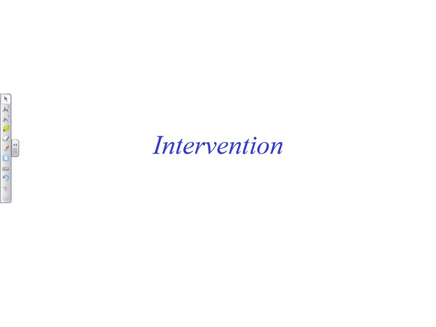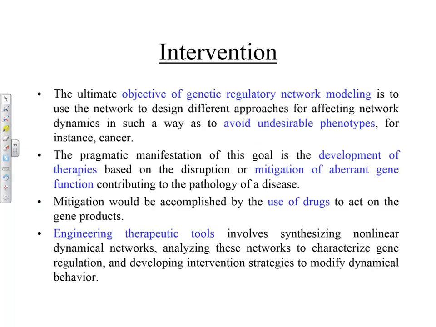And our goal, if we are looking at cancer therapy, might be to move the genetic regulatory network from a state that is known to be bad to a good one by doing some kind of intervention. So this chapter is going to deal with intervention. The ultimate objective of genetic regulatory network modeling is to use the network to design different approaches for affecting network dynamics in such a way as to avoid undesirable phenotypes, for example, cancer.